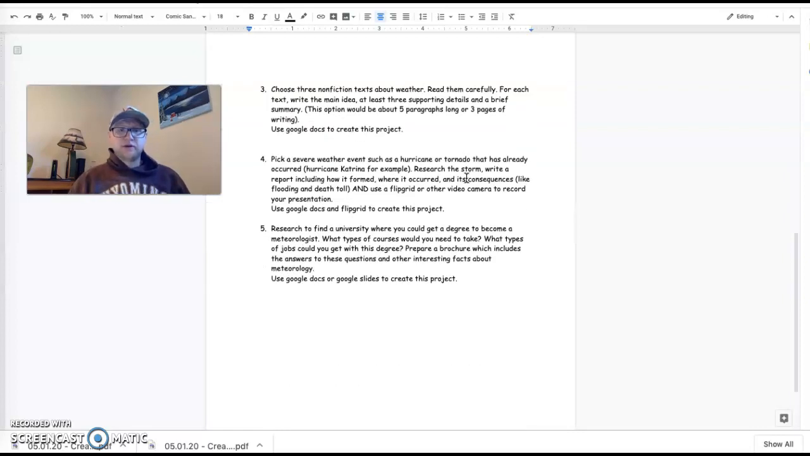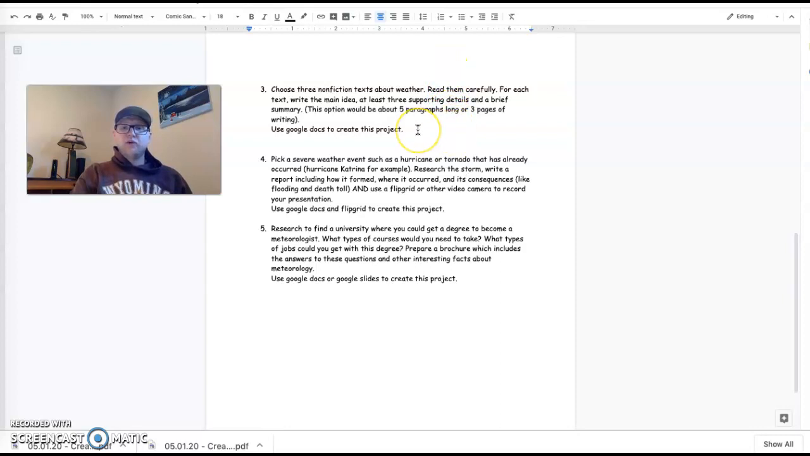Your third choice, choose 3 nonfiction texts about weather. So find 3 articles or 3 books about weather, read them carefully, and for each one of them, you're going to write the main idea, some supporting details that you found from the book or the article, and write a brief summary. This should be about 5 paragraphs long, so this is going to be 2 to 3 pages. This is not a super short assignment.